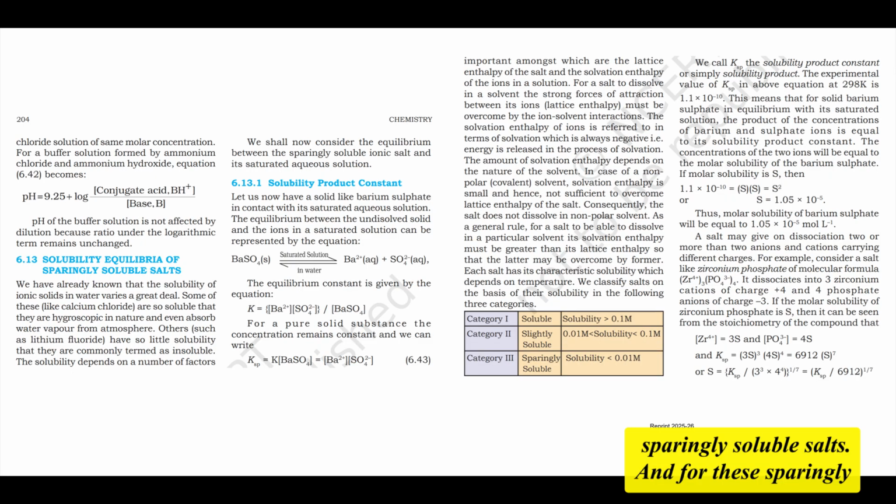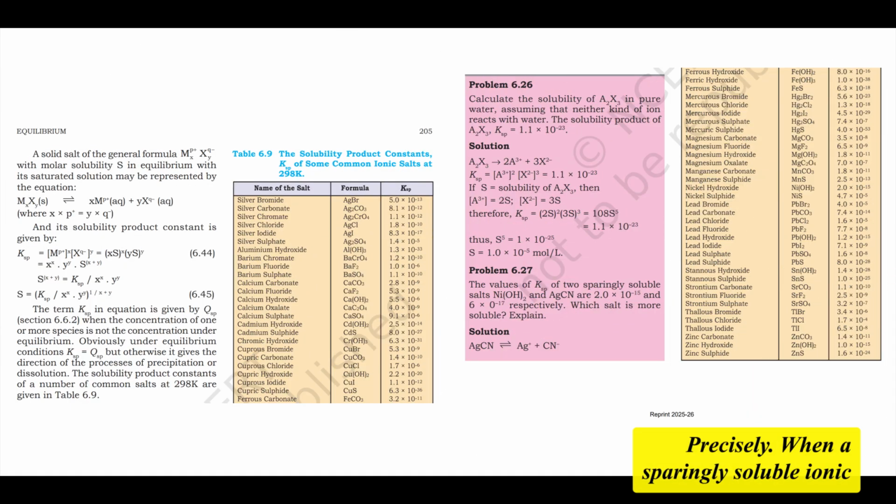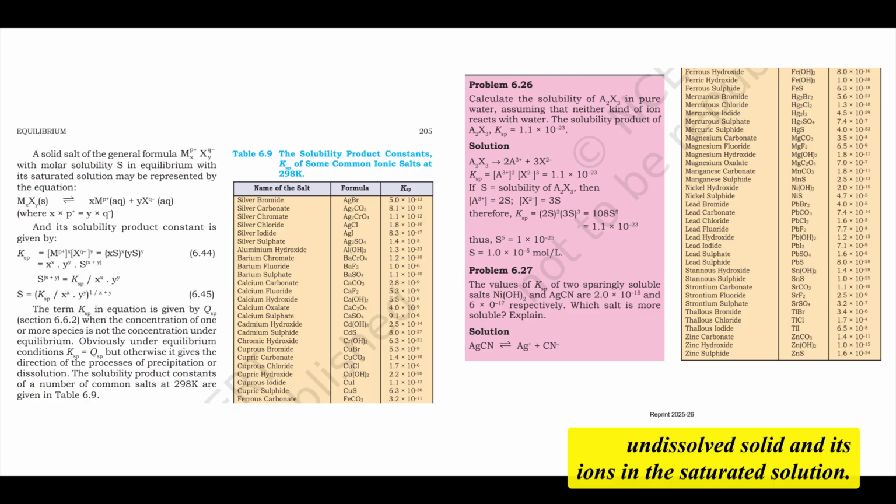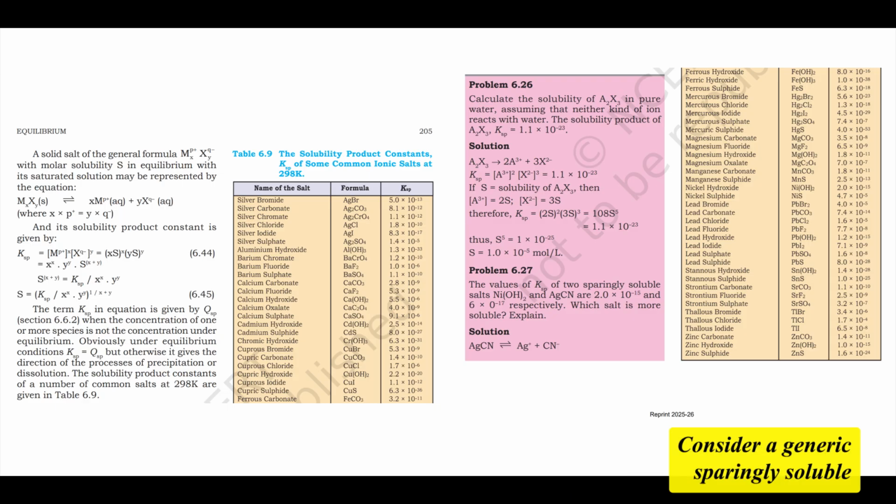And for these sparingly soluble salts, we use the solubility product constant, Ksp, to describe their equilibrium, right? Precisely. When a sparingly soluble ionic salt is placed in water, it dissolves to a small extent, establishing an equilibrium between the undissolved solid and its ions in the saturated solution. Consider a generic sparingly soluble salt like barium sulfate, BaSO4. BaSO4(s) is in equilibrium with Ba2+ plus SO4 2-.